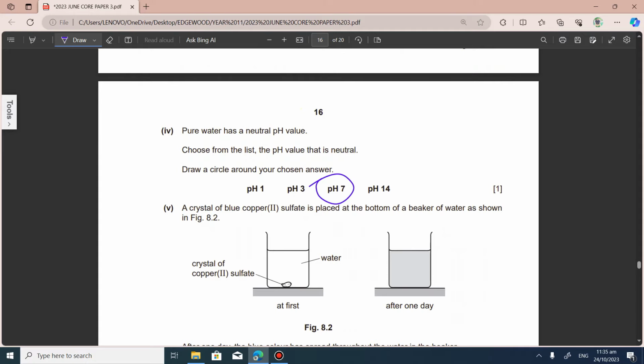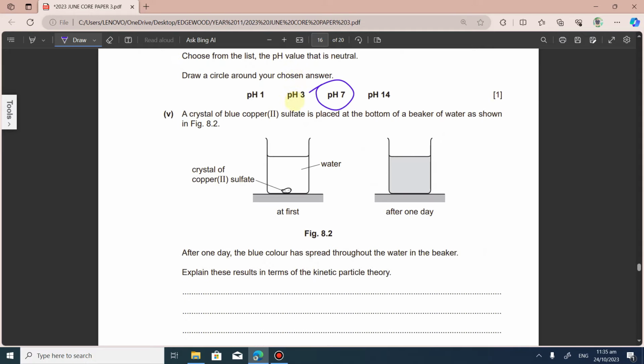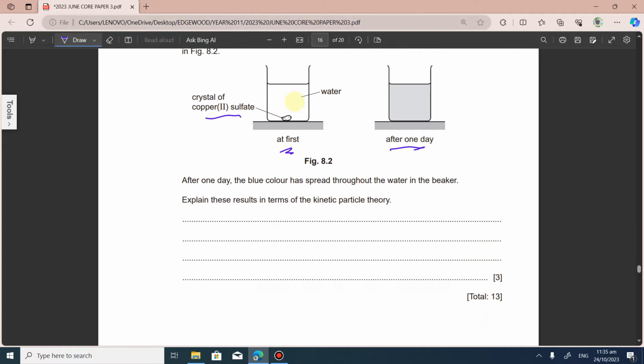Okay, that's easy enough. A crystal of blue copper 2 sulfate is placed at the bottom of a beaker of water as shown in figure 8.2. So at first, what we did is drop the crystal of copper 2 sulfate into water, and this is the copper 2 sulfate, and after one day you can see that the color of the water has changed. After one day, the blue color has spread throughout the water in the beaker. So explain this result in terms of the kinetic particle theory. Okay, in terms of kinetic particle theory, it has to do with the movement of the particles.